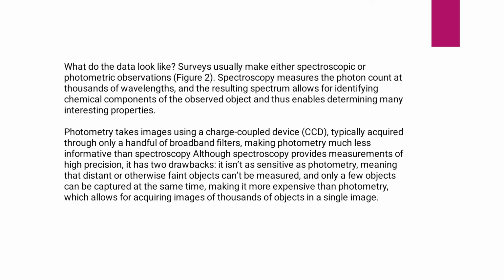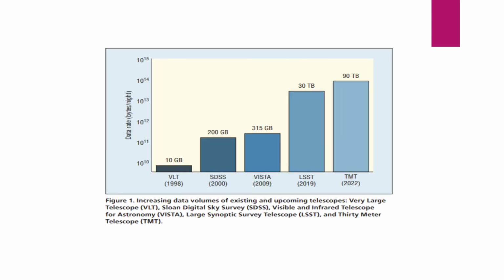Photometry takes images using a large charge coupled device, CCD, typically acquired through only a handful of broadband filters, making photometry much less informative than spectroscopy. Although spectroscopy provides measurements of high precision, it has two drawbacks. It isn't as sensitive as photometry, meaning that distant or otherwise faint objects can't be measured, and only a few objects can be captured at the same time, making it more expensive than photometry, which allows for acquiring images of thousands of objects in a single image.